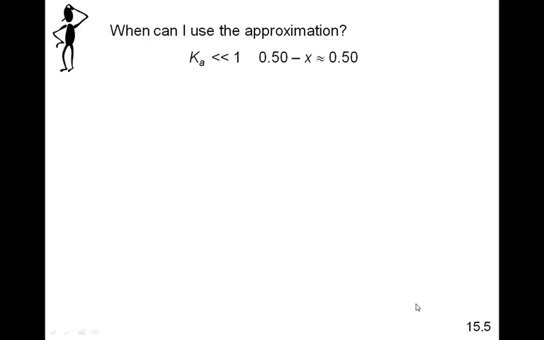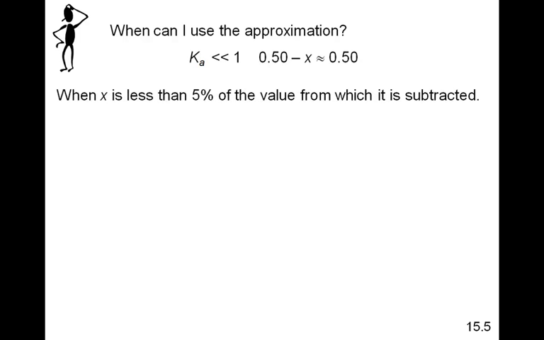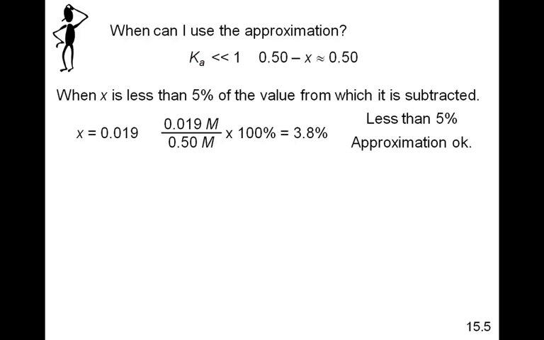All right, let's try again. Here we go. When can we use this approximation? Do we have to check the approximation? Yes, we do. Well, the Ka is much, much less than 1, and so we made this approximation. We have to make sure that when we make this approximation that the value of x is less than 5% of the value from which we subtracted. So we take the 0.019 and we divide it by the 0.50, multiply it times 100, comes out to 3.8%. So hey, it's less than 5%. If it's less than 5%, this approximation is good, and we can keep the numbers, and that's how we solve the problem, based upon that approximation.